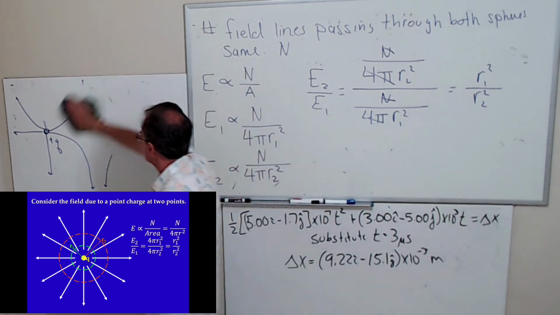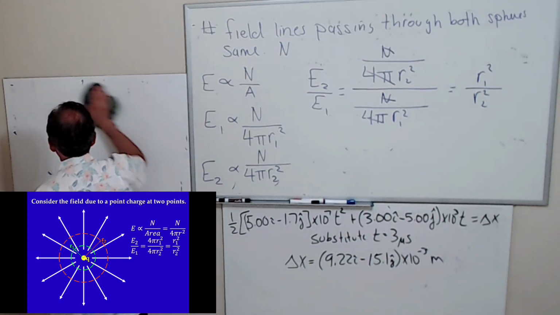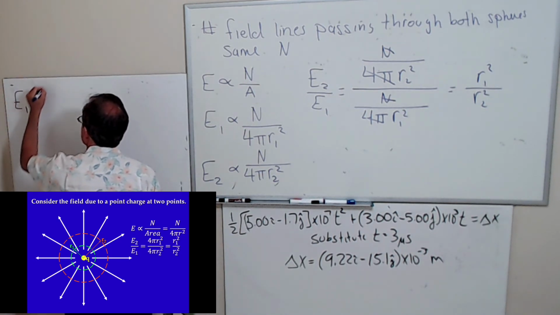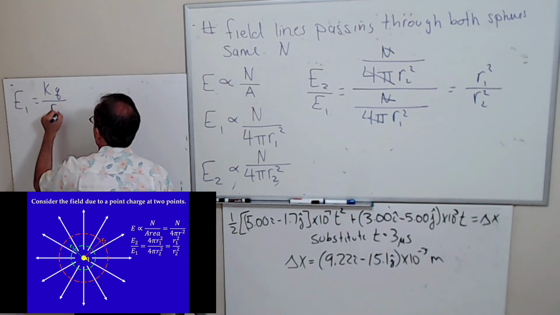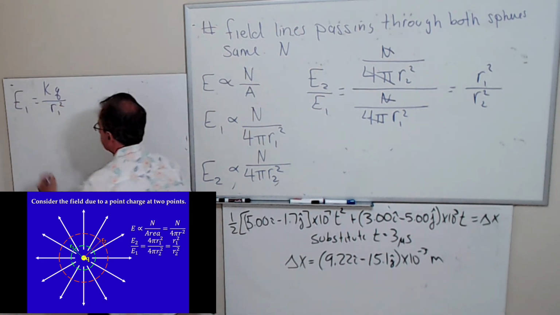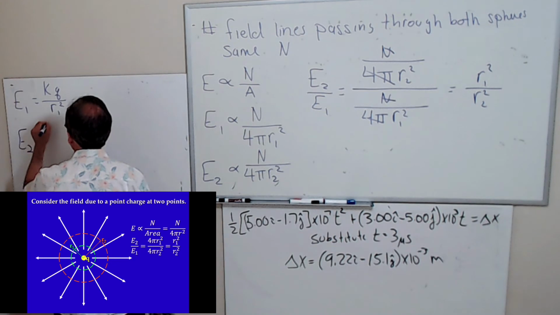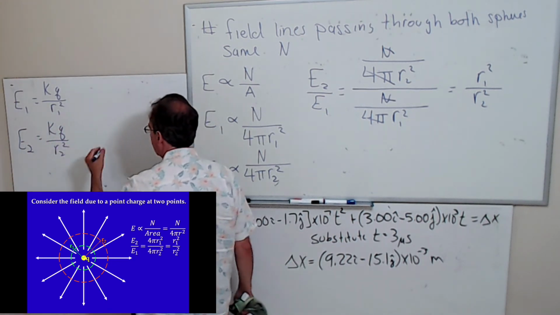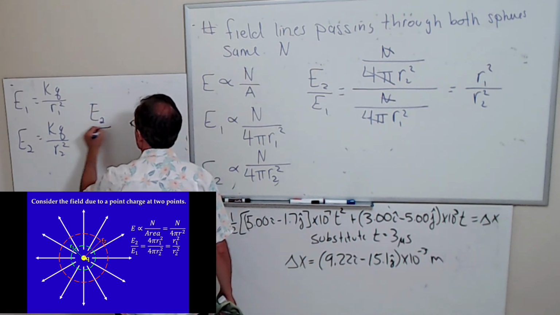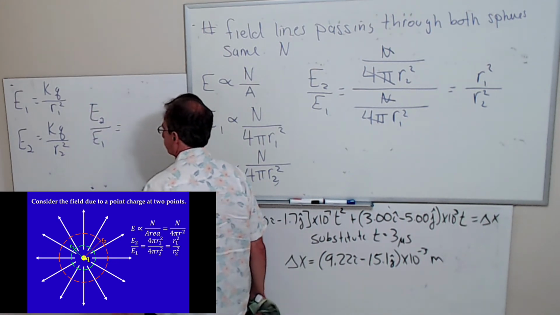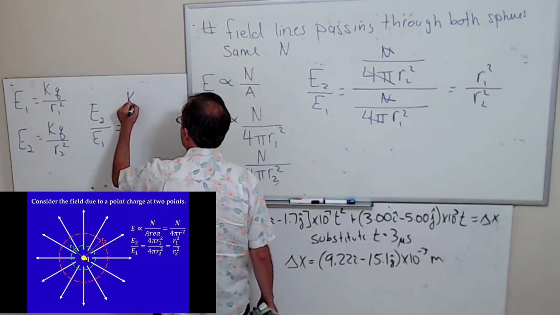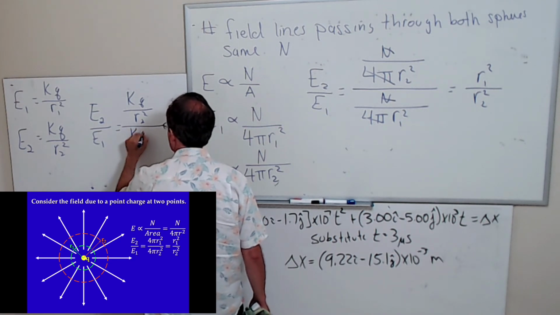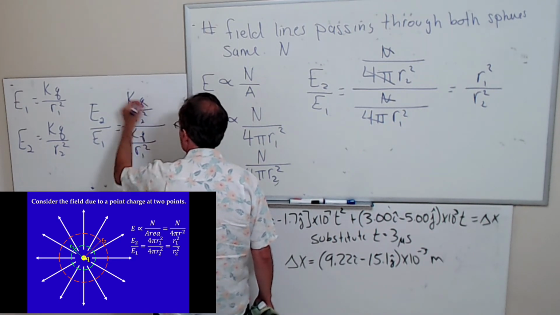But in reality, I know E1 is kQ over R1 squared, and I know E2 is kQ over R2 squared. Well, let's take E2 over E1. I'm going to get kQ over R2 squared, over kQ over R1 squared.